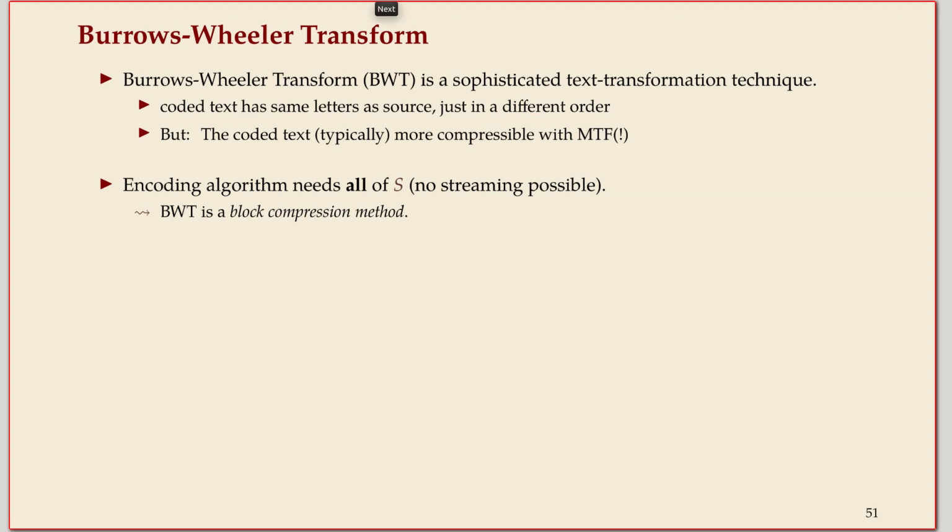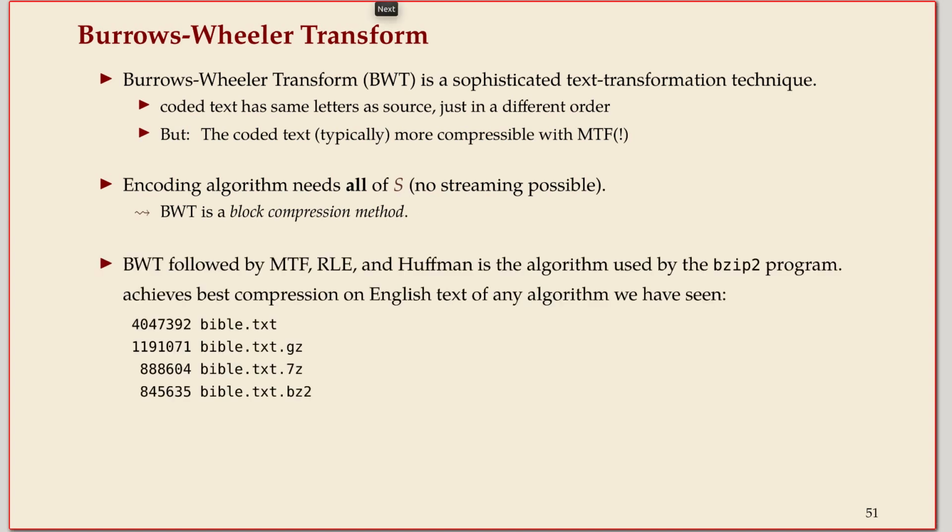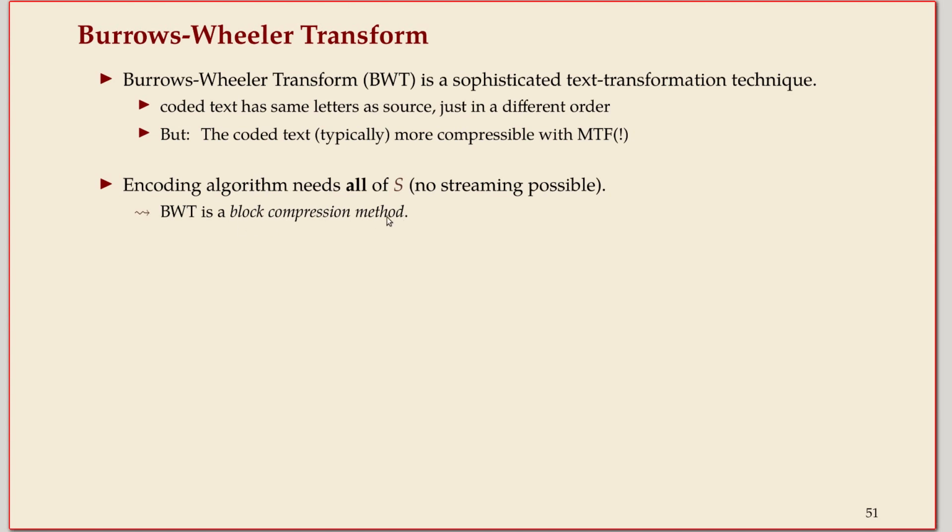A downside that we'll discuss at some point again also is that unlike the other methods that we've seen, we need the entire source text to compute this transformation. And we have to keep the entire source text in memory. That's the main reason why it was initially deemed not practical. So if you want to use this in a stream sense, you can apply it to blocks of a certain size and encode the blocks individually. But you would still need the entire block in memory.